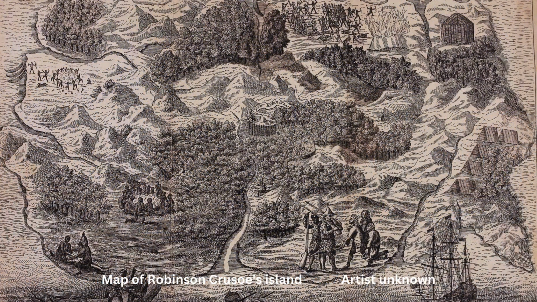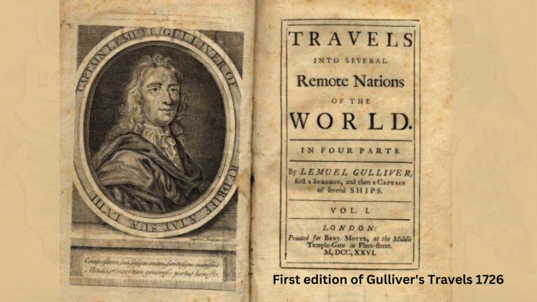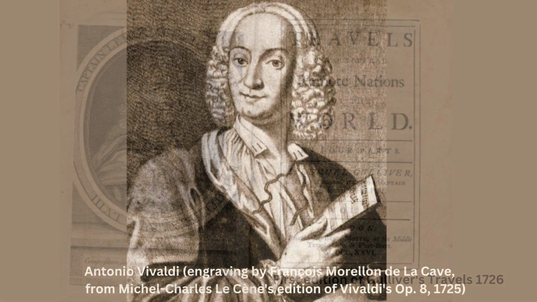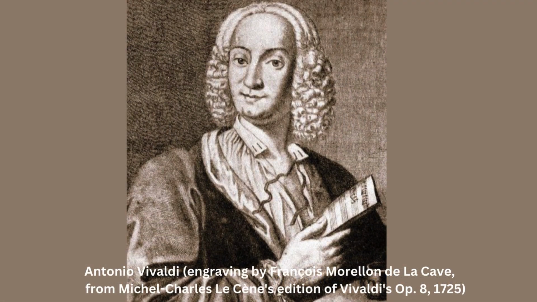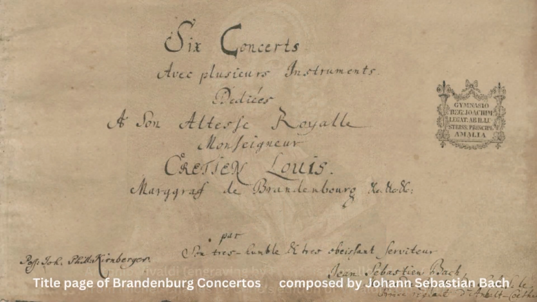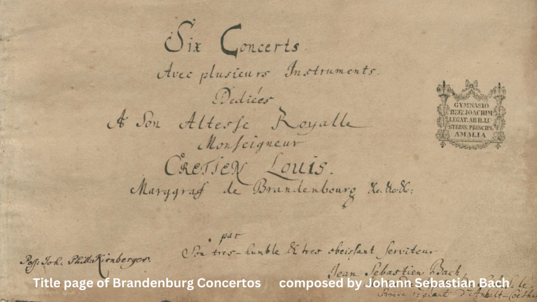George I's reign coincided with a cultural flourishing. Daniel Defoe penned Robinson Crusoe, while Jonathan Swift satirized society in Gulliver's Travels. In the world of music, Vivaldi composed the Four Seasons in 1718, and Bach penned the iconic Brandenburg Concertos in 1721.